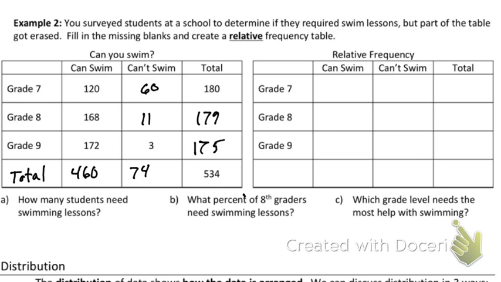All right, now it says create a relative frequency chart. Now there is only one specific way to do this, and that is to divide everything by the total. At the end of the day, I want 100% down here. So our 100% is right here. So you are going to divide each and every one of these by 534.